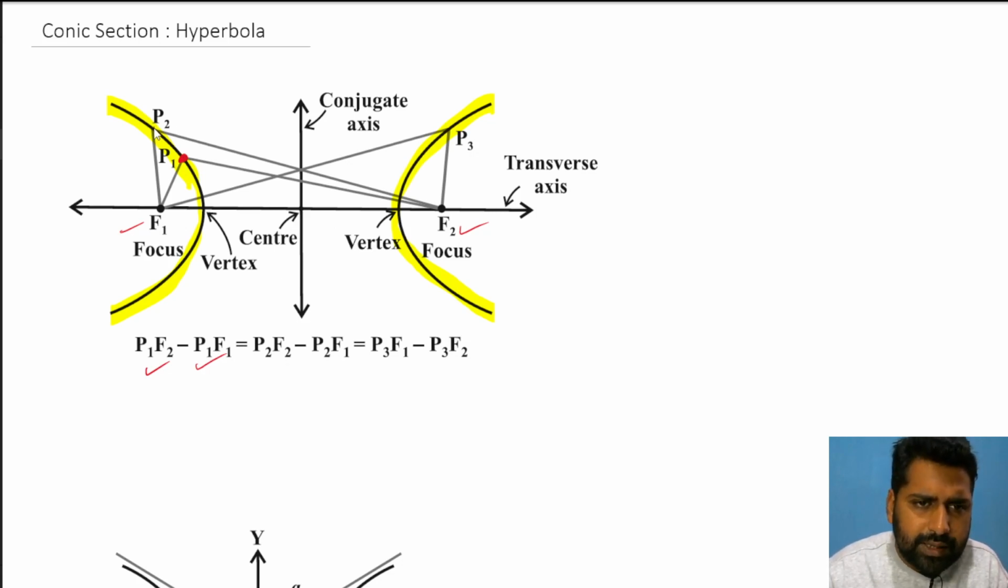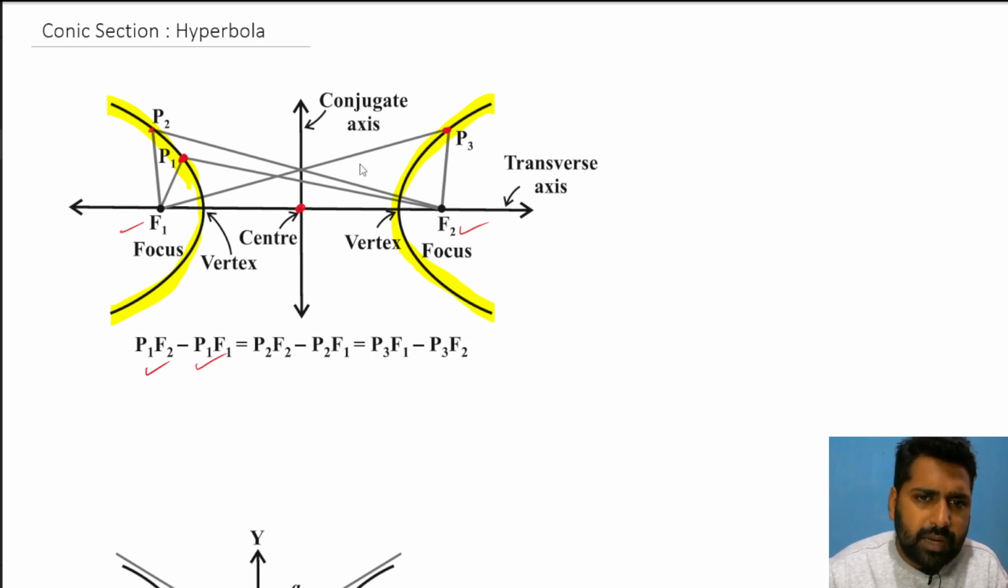You can take P2 also here, so P2F2 minus P2F1, or you can take a point here also, it doesn't matter. The idea is that the difference of distance from the foci is constant, whereas in the ellipse the sum was constant. Again you have the center, pretty much the 2 shapes. The center of it is your center, and the standard equation will have the center at the origin. Then you have 2 axes.